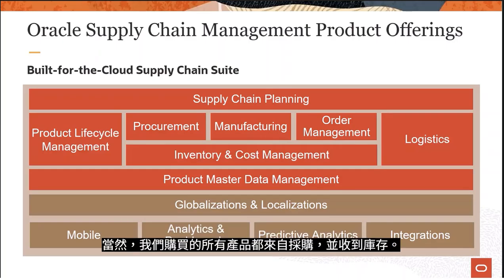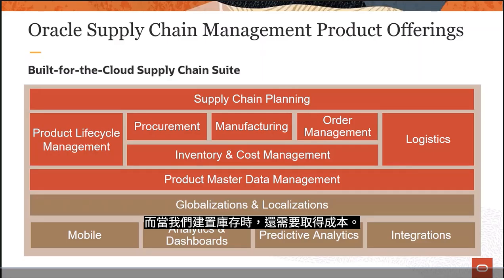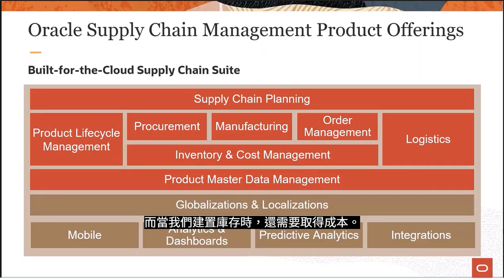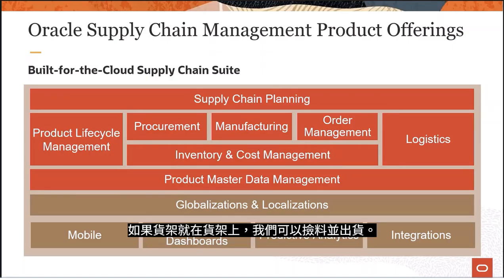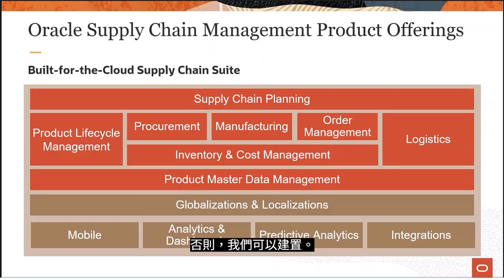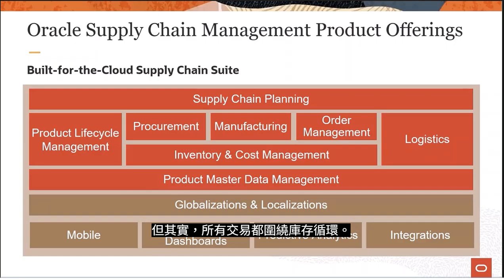And of course, everything we buy comes in through procurement, gets received in inventory. When we build things, we issue components and subassemblies out to manufacturing, and that comes back in when we, in inventory, capture the cost. Order management when we sell it. If it's right off the shelf, we can pick, pack, and ship it. Otherwise, we can build it. Planning engine lets us know based on our sales and forecast what we should build when. But pretty much all the transactions revolve around inventory.